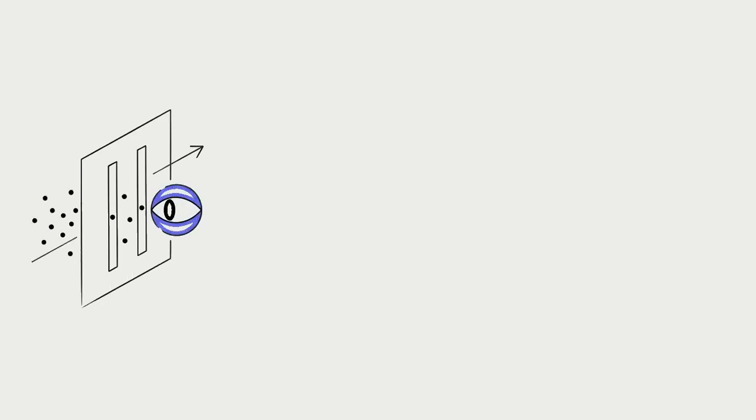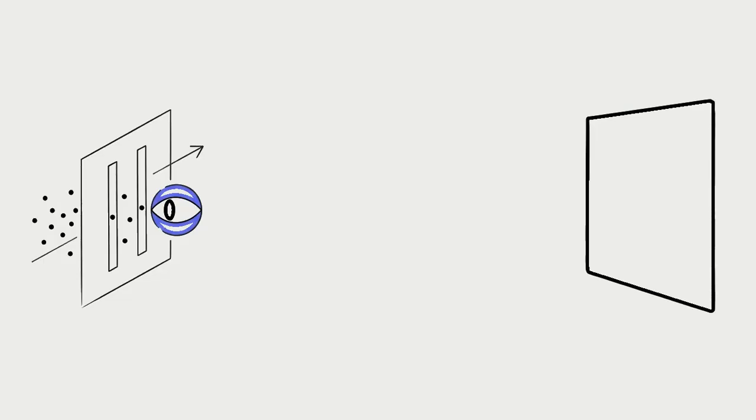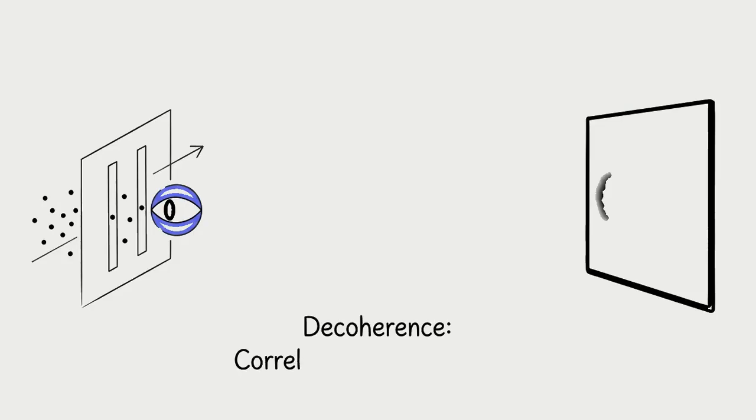Change the setup, though, and everything changes. Put a detector at the slits that can record which one the particle passes through. The interference pattern disappears. The screen now shows two single-slit patterns added together, exactly what you'd expect for particles. This is not because a human looked. It's because the particle became physically correlated with the detector and the environment. That correlation destroys the phase relationship between the two paths. This process is called decoherence.